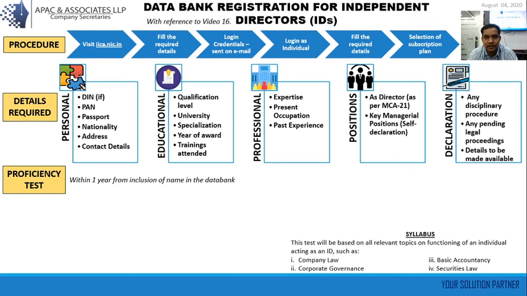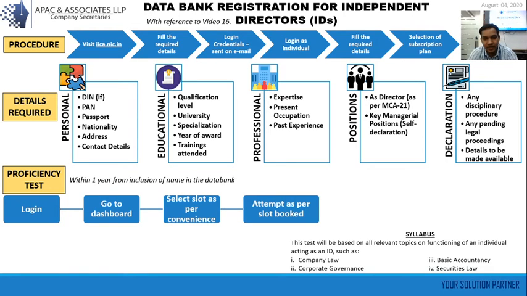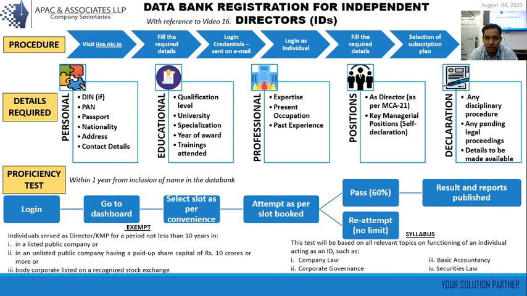For attempting the test, the steps to be undergone are stated. First, log in to the IICA portal as an individual with the already provided login credentials. Second, go to the dashboard. Third, select the time slot as per your convenience. Fourth, the test shall be attempted as per the selected slot. Fifth, in case the applicant secures 60% or more marks, then his passing certificate shall be made available for future reference, and in case the applicant fails to secure 60% marks, then the test needs to be reattempted. There is no limit on the number of attempts.